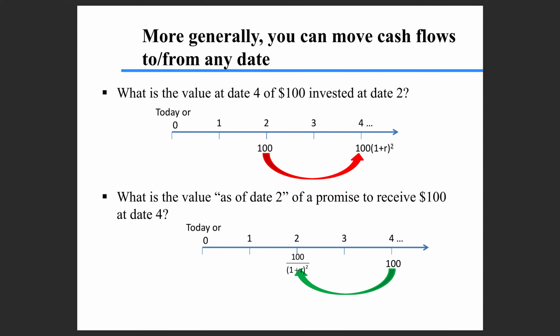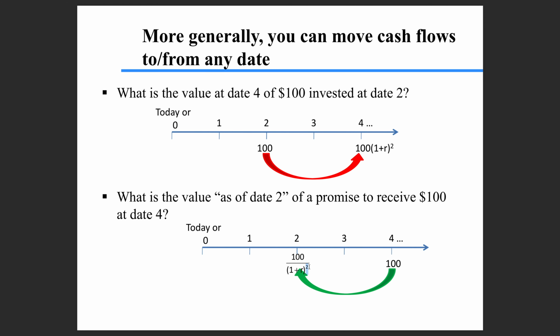What if I want to do the opposite? What if I know that I will receive cash flow equal to $100 this time at time 4, and I want to know how much this cash flow would be worth at time 2? Again, there are 2 periods between 2 and 4. So I simply discount my $100 of time 4 cash flow by 1 plus r raised to the power 2.